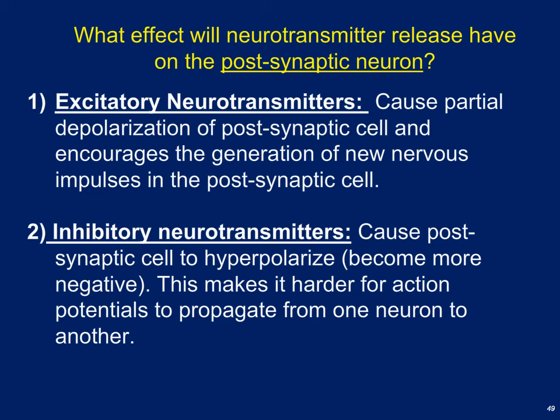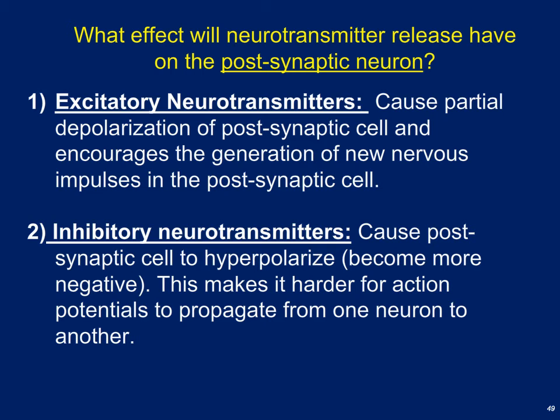On the other hand, an inhibitory neurotransmitter is one that will cause hyperpolarization within that postsynaptic cell. It was at -70, but once that inhibitory neurotransmitter travels across, it now hyperpolarizes and becomes, let's say, -90.